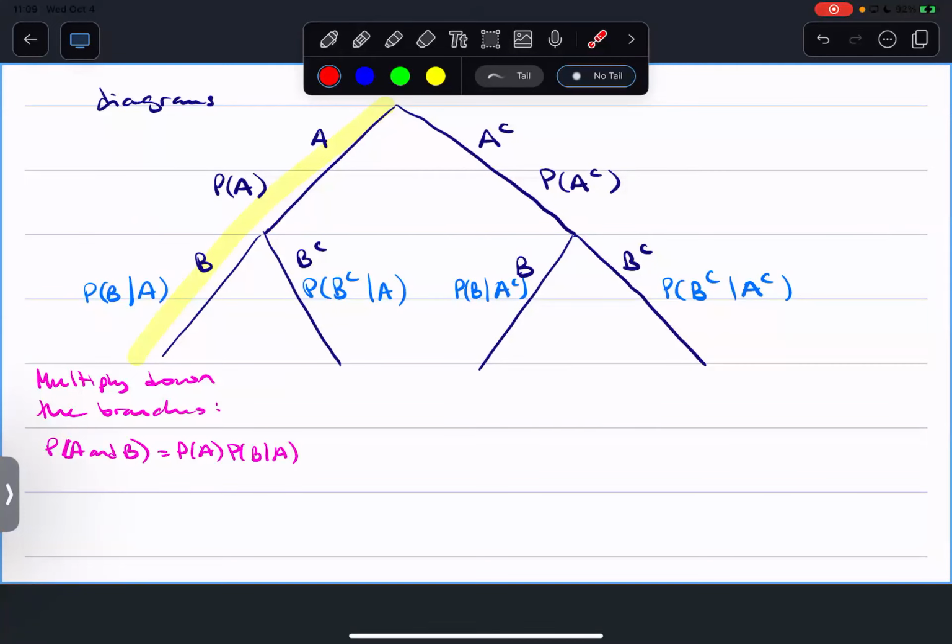So then, multiplying down these branches, you would have the probability of A and not B, the probability of not A and B, and finally the probability of not A and not B.